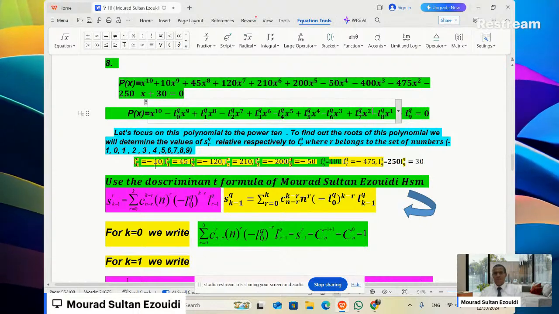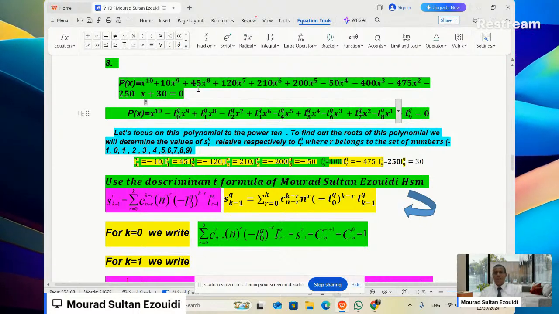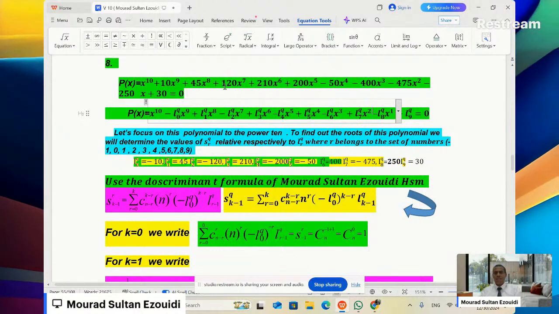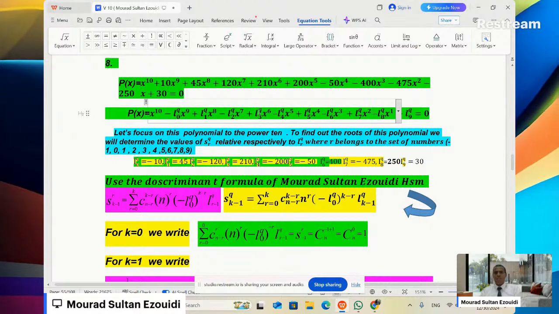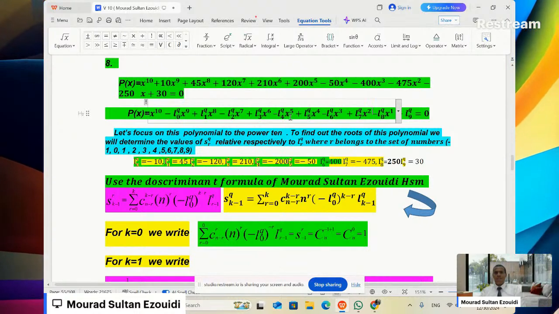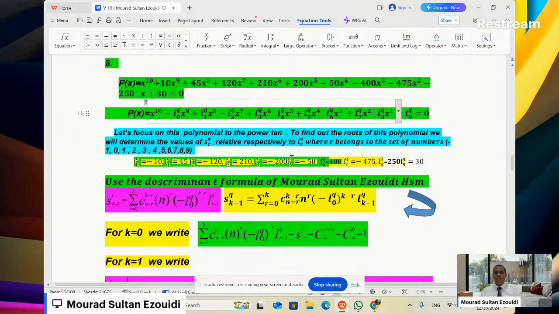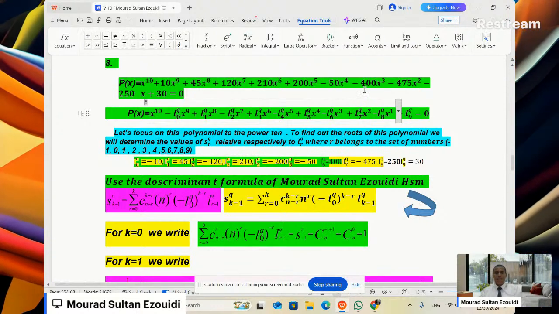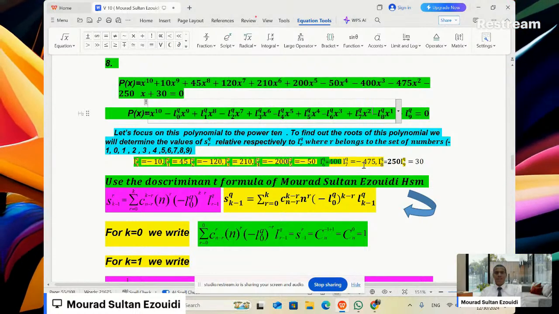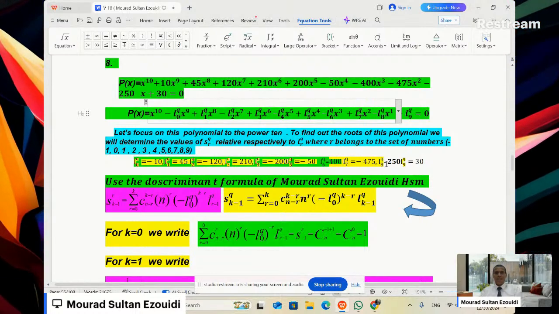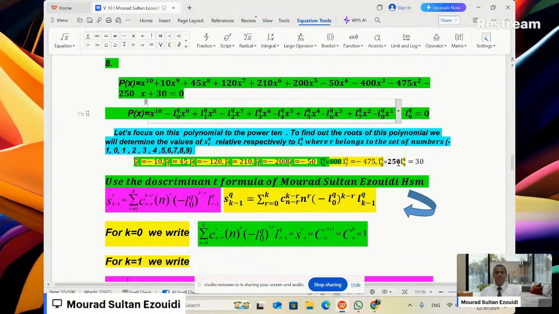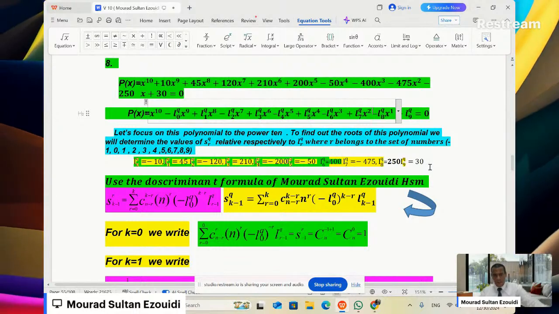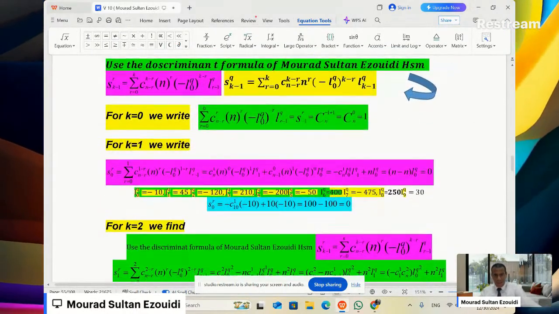So you can see L0 is minus 10, L1 is 45, L2 is negative 120, L3 is 210, then L4 is negative 200, then L5 is negative 15, and then L6 is 400, okay, and L7 is negative 475, and L8 is 250, okay, and the last one is 30.